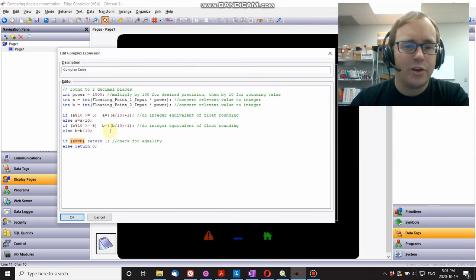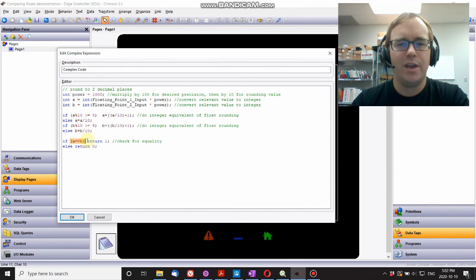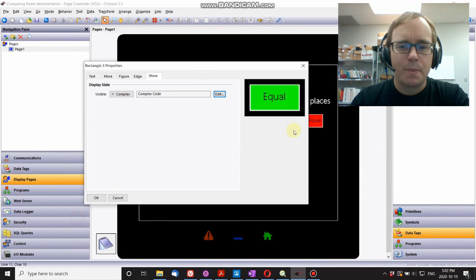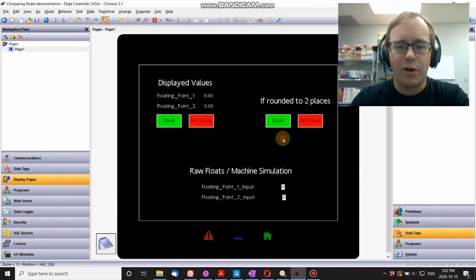Integers are different than floats. They're discrete values. They don't have these trailing numbers that can be hidden. And so by comparing it as an integer, you do the rounding and you avoid a lot of the problems you have with floats. I should also point out that Crimson does not have a round float function. So that's why I wrote my own. So that's how it works. You can cross that over into your other programs.